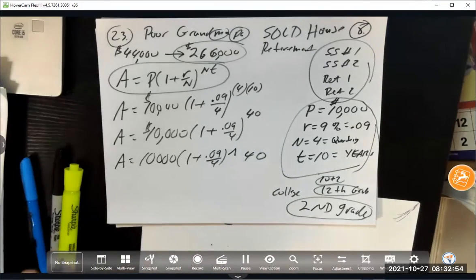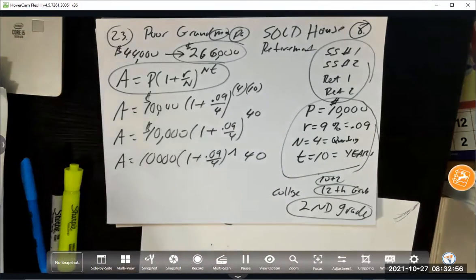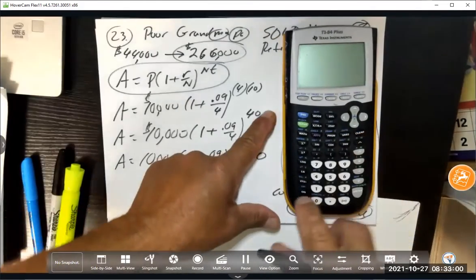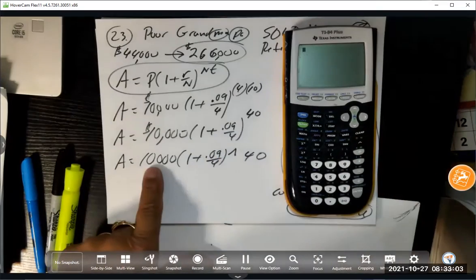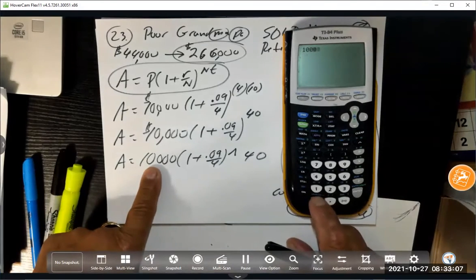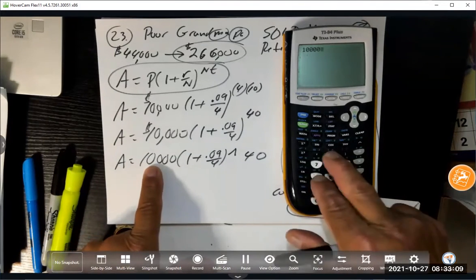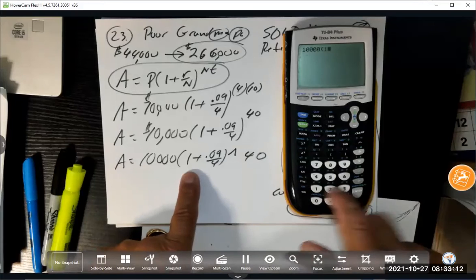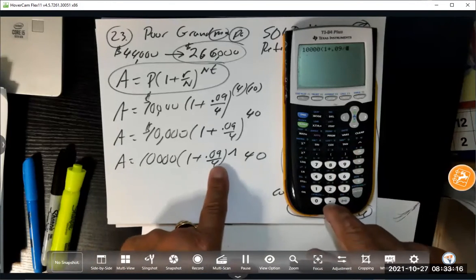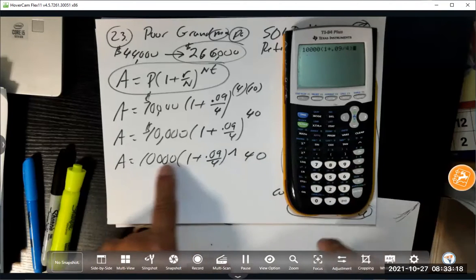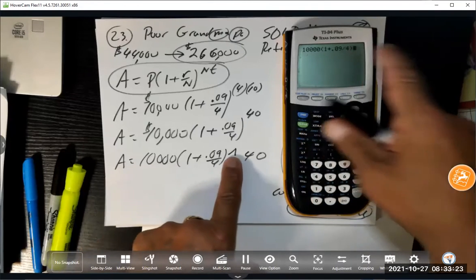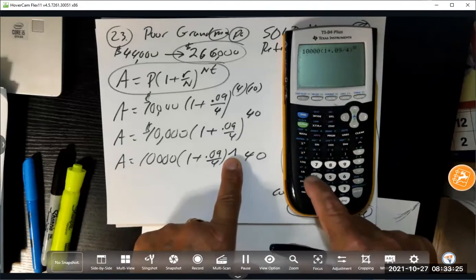And I'm going to show you how to do it on the calculator. Ready? Let me get my machine out. Hang on a second. All right, so clear. How much money? $10,000. Let's put 1, 0, 0, 0, 0. Everybody get that far? Parentheses: 1 plus 0.09 divided by 4. Close it. So I've got 10,000 times (1 plus 0.09 divided by 4) to the power of 40.